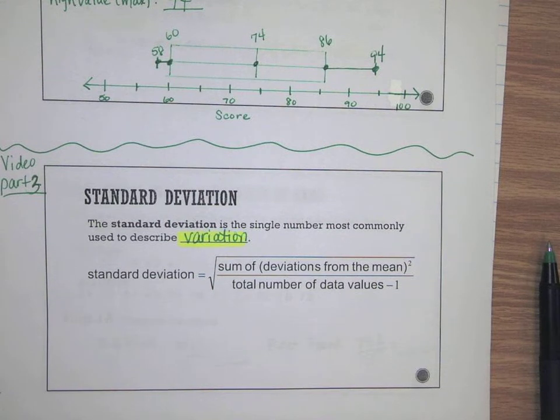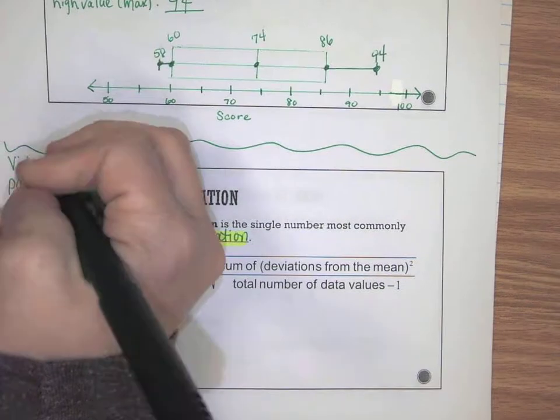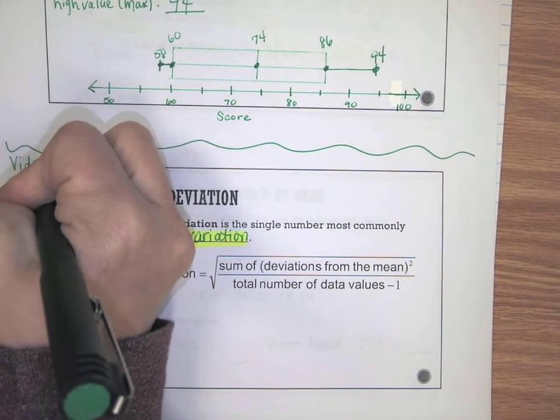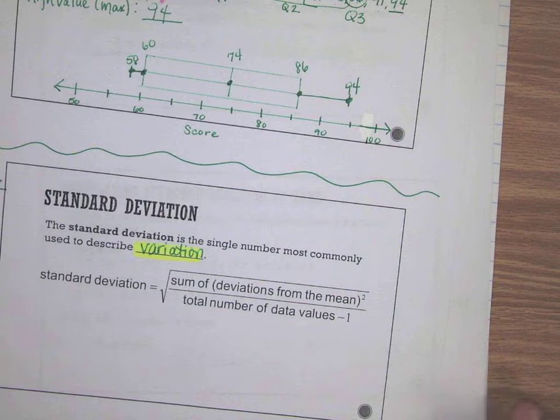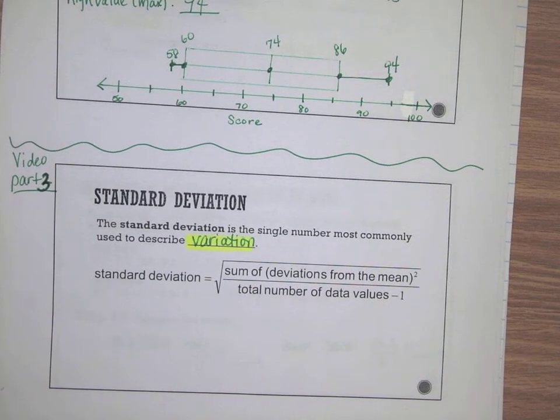Okay guys, so we're going to finish out section 6B about standard deviation. This is part 3 of the 3 videos that I'm going to have for you about section 6B. This part is going to include everything you need to know about standard deviation. To start off with, standard deviation is actually a number that statisticians like to use. It's a commonly used number, as you can see here, that describes variation.